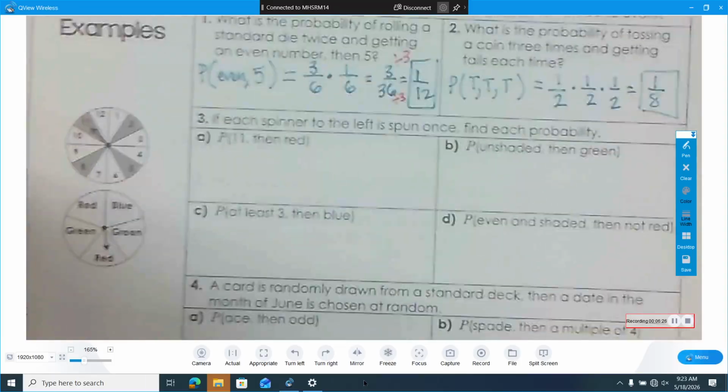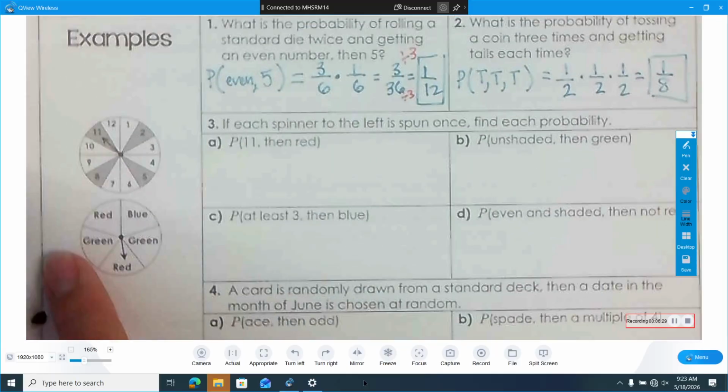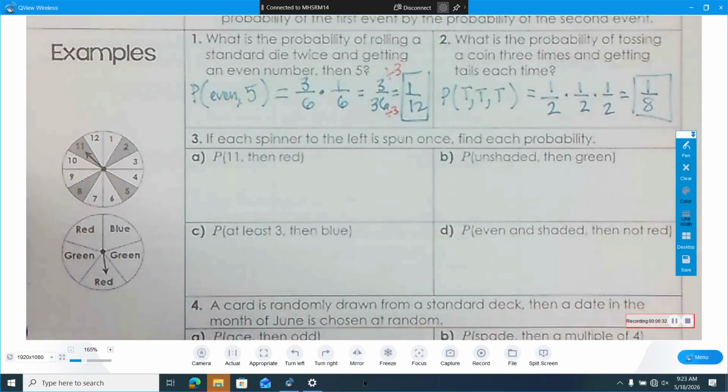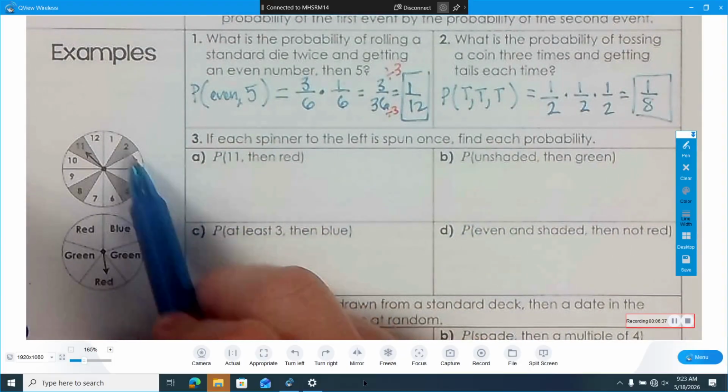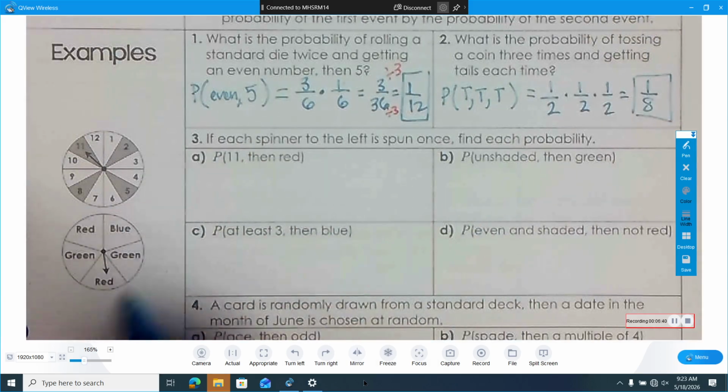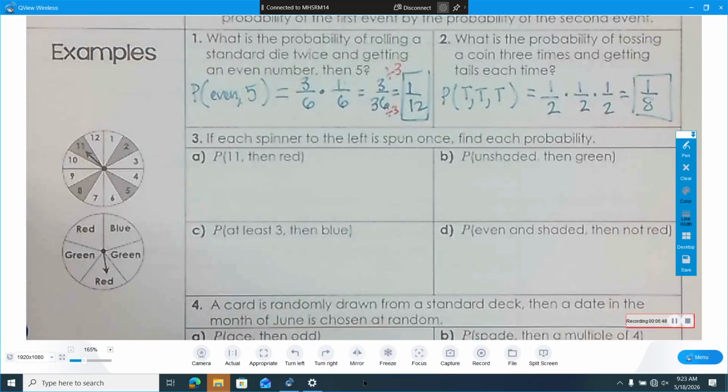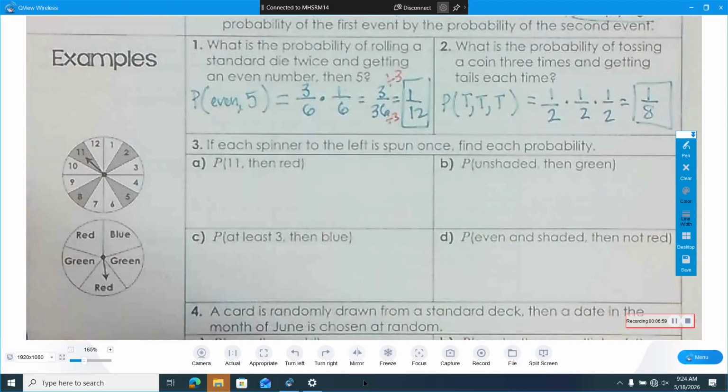Here's some more examples. Each spinner to the left here is spun once. So we have 2 different spinners. You can see here we've got a spinner numbered 1 through 12. There's some shaded zones. Here we have some colors. There's a couple of reds and a couple of greens there. Each spinner is spun once. Would these be independent or dependent events? Independent. One spinner does not affect the other spinner. They're completely independent events. What's the probability on the first spinner that we get an 11?